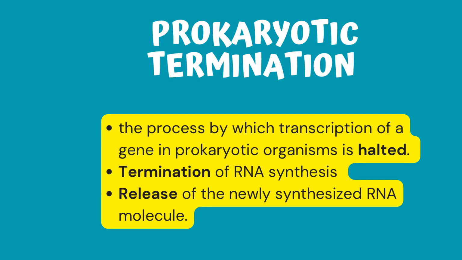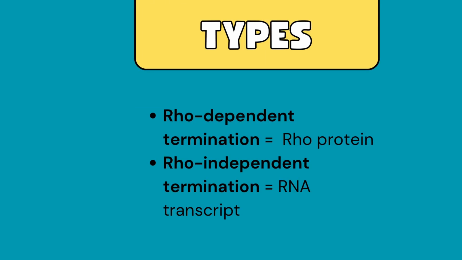Prokaryotic termination is the process by which transcription of a gene in prokaryotic organisms is halted, which means termination marks the end of transcription. The transcription process will stop. It involves the termination of RNA synthesis and the release of the newly synthesized RNA molecule. In other words, we could say that RNA polymerase dissociates from the DNA template and releases the newly synthesized RNA transcript. There are two main types of termination mechanisms: Rho-dependent termination and Rho-independent termination.